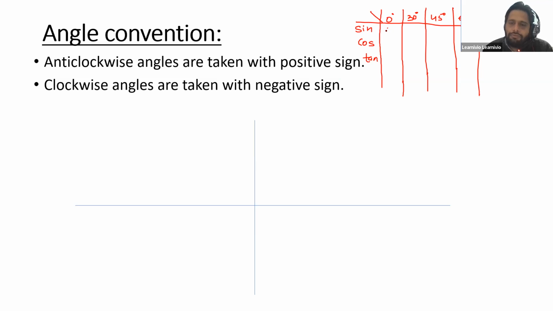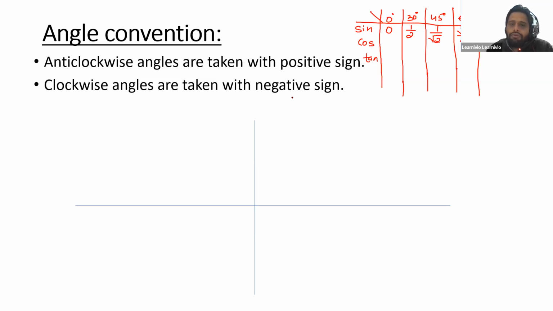So sine 0 is 0. Sine 30 is 1 by 2. Sine 45 is 1 by root 2. Sine 60 is root 3 by 2. And sine 90 is 1. This value you need to learn. There's no shortcut to learn the sine values. So 0, 1 by 2, 1 by root 2, root 3 by 2, and 1. This you need to learn.